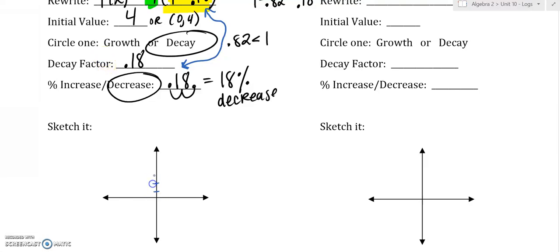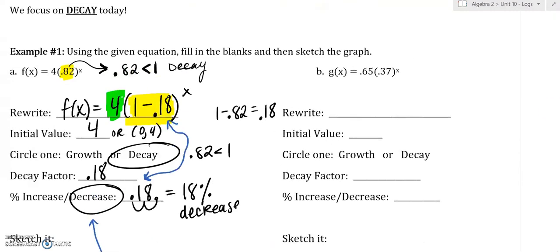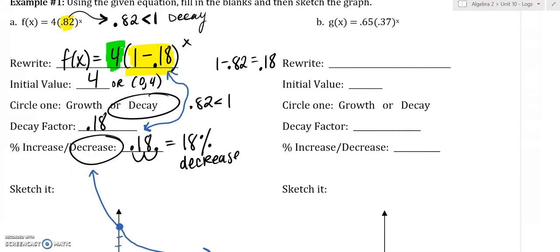My initial value is telling me that it's starting up at 4, but then it's a decrease. So it's going the other direction from yesterday. So it's starting up at 4, but my graph is connecting, going the other way. Okay, let's look at this next one, right next to it, problem B.